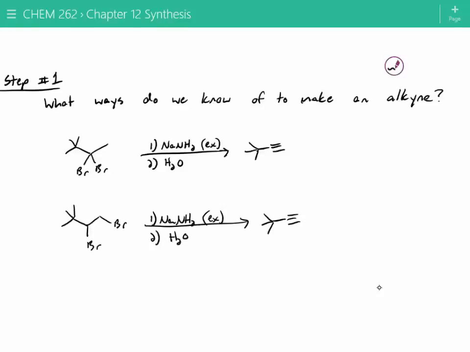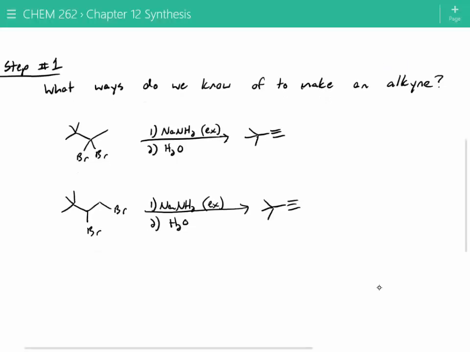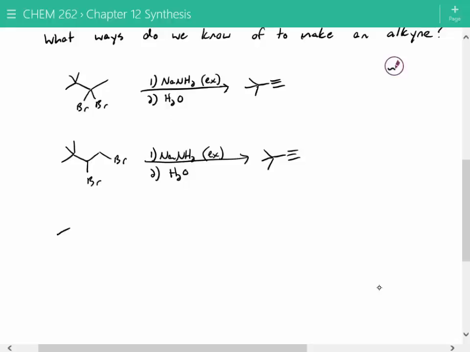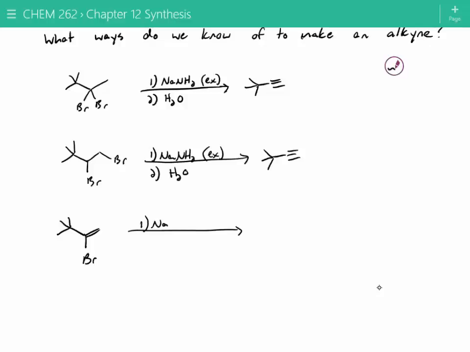There was one other technique we also saw from that chapter where we can have a monohalo alkene. So our last route would be to use this guy. Same idea, we do an elimination, NaNH2 followed by water. So we've got 3 different tools in our toolbox where we can make this terminal alkyne.